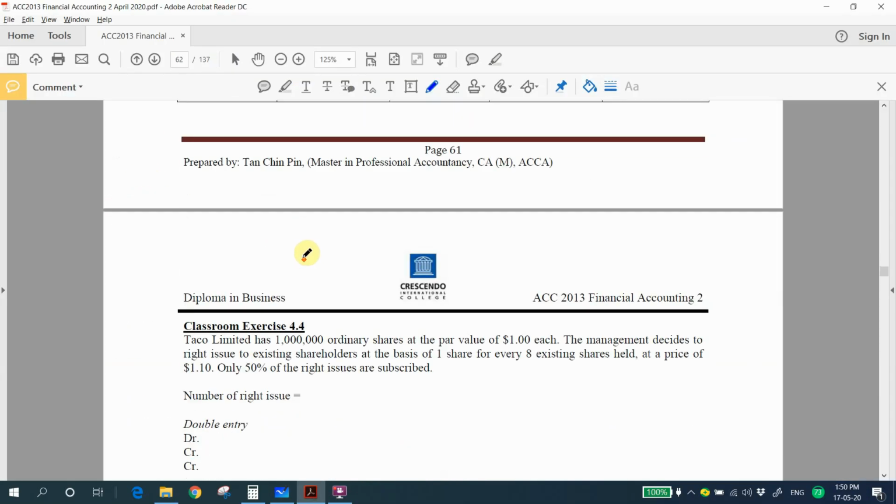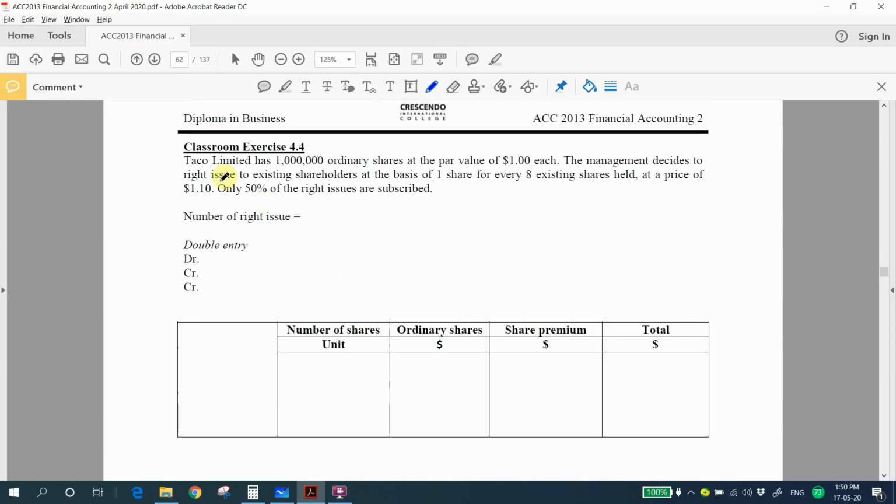And we have one more exercise, 4.4. This classroom exercise 4.4 I will discuss with you in our live session. And that's all for our part 2 video. In the part 3 video, I will explain how to account when the company has a bonus issue and what the accounting treatment for dividends is. So that's all for the video.